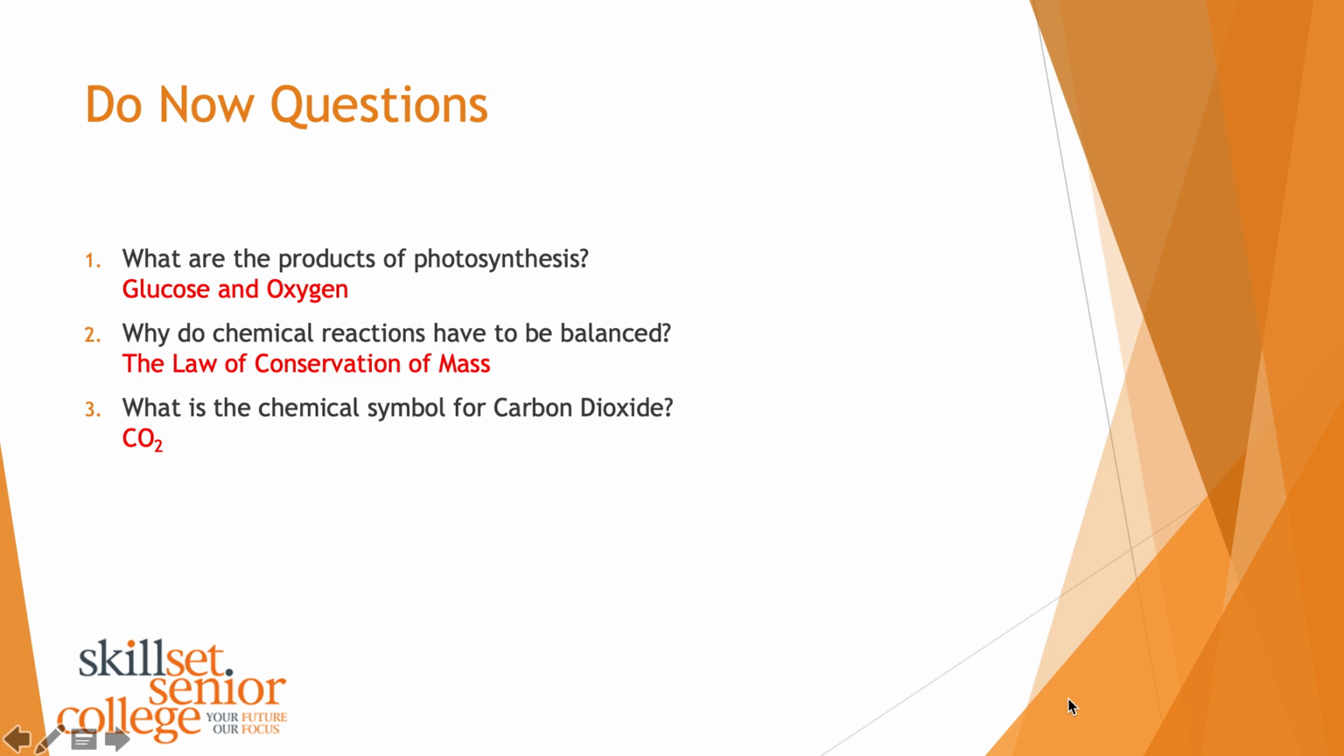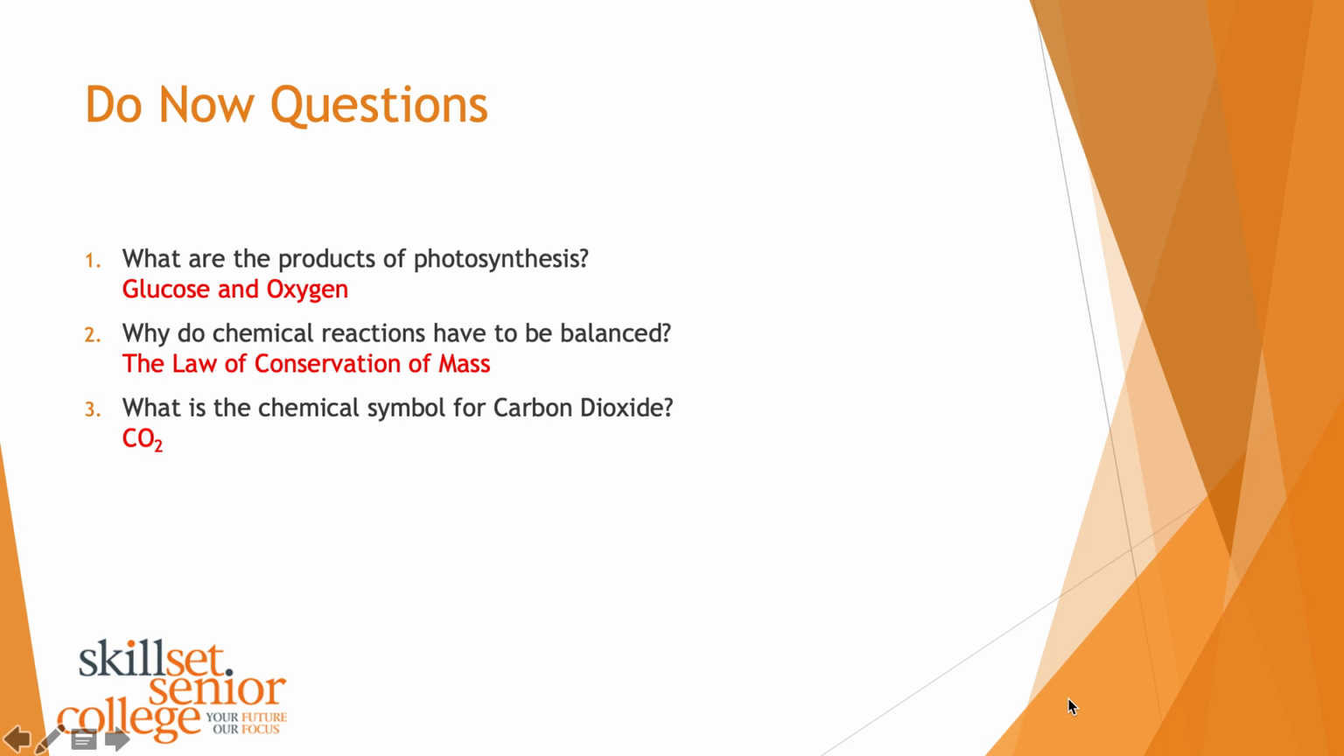Okay, the answers to the do now questions. What are the products of photosynthesis? So photosynthesis is that reaction that allows plants to create energy from sunlight, water and carbon dioxide. We talked about it the other day, animals like humans cannot generate their own energy. They can't create energy from sunlight, but plants can. And we then eat animals or the plants directly to access that energy.